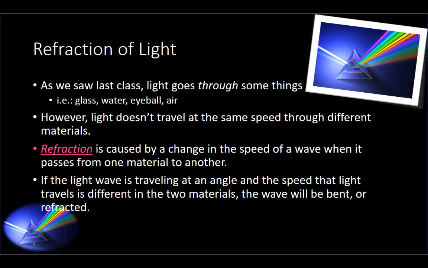The reason for that is the changing of the speed of light as it goes from one material to another. If the light wave is traveling at an angle and the speed of light is different in the two materials, the wave looks bent, or what we call refracted.